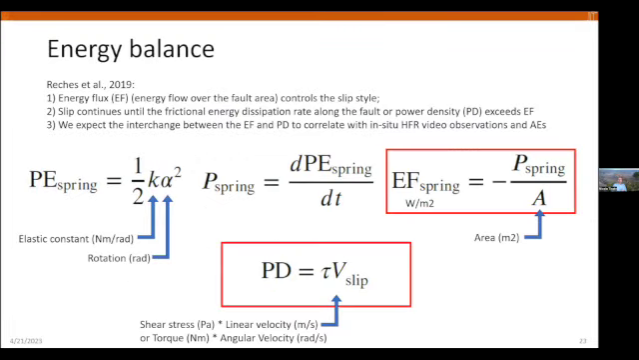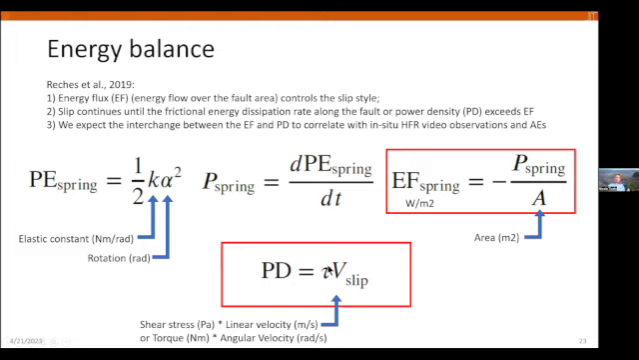Now, because we do have a spring, and we know the torque and the speed at which our sample is slipping, we can do an energy balance. We can calculate the energy flux. So we can calculate the EF, which is fundamentally the energy flux over the fault area. This is simply done by looking at the constant of the spring and how much the spring rotates, and also we can look at how much power is dissipated by looking at the torque.